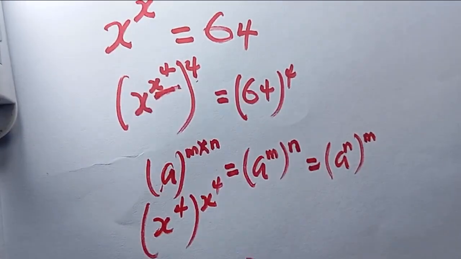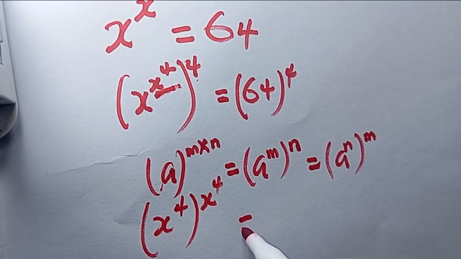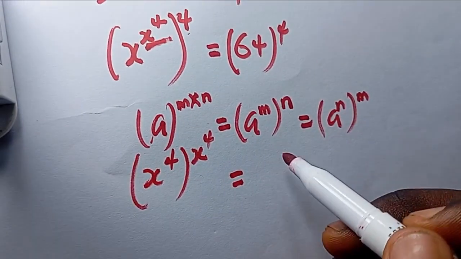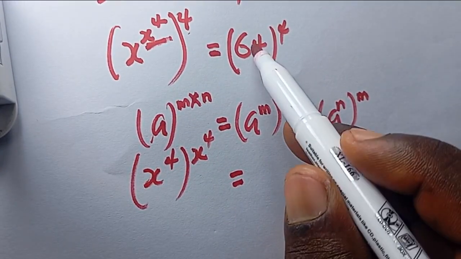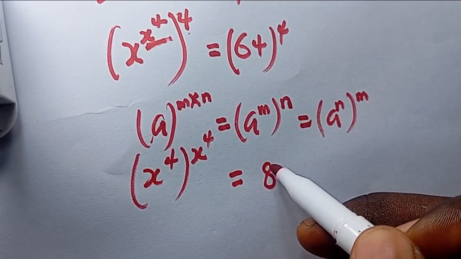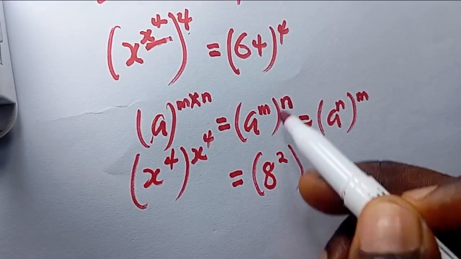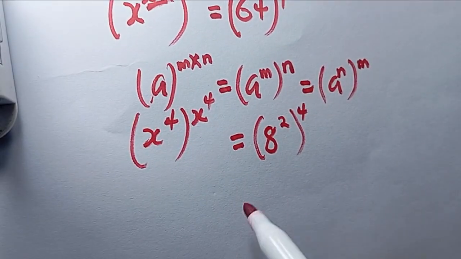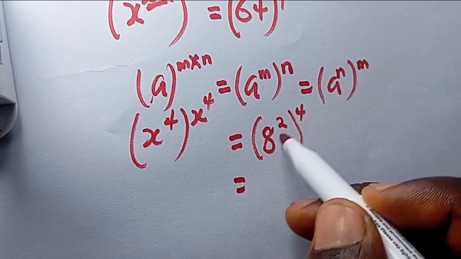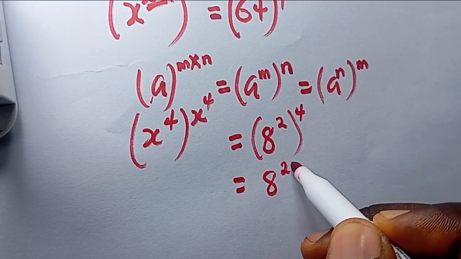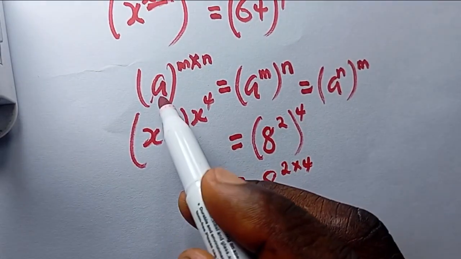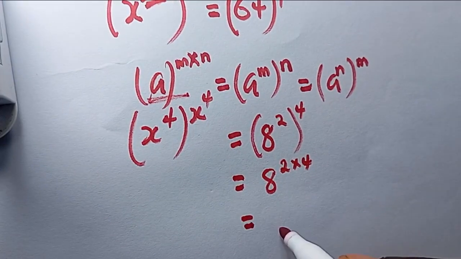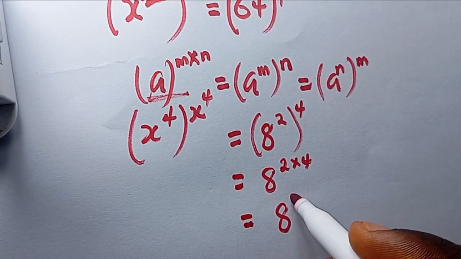Okay, so this is x power 4, and then coming over to the right hand side, I can actually write this 64 here as 8 power 2, all raised to power 4. Okay, so of course here I can also write this as 8 power 2 times 4, just applying this same exponential rule over here. So then I write it as 8 power 8.